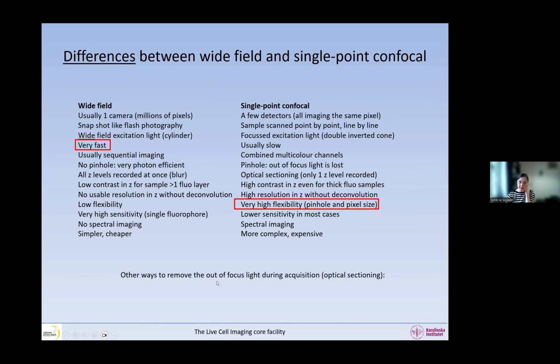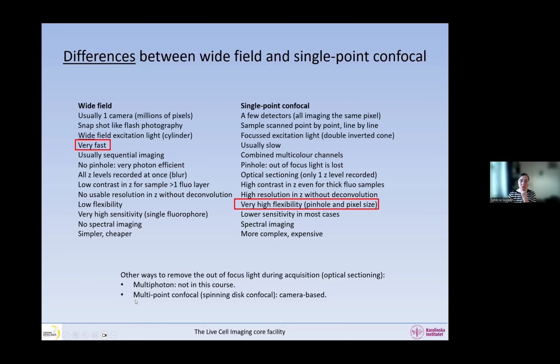There are other ways to remove the out of focus light. Removing the out of focus light is called doing optical sectioning, because it looks like you have a section in a thick sample, even though you do not need to physically cut the sample. So it's called optical sectioning. And besides using a pinhole to throw away the out of focus light, there are other ways to achieve optical sectioning. One of them is multiphoton microscopy, but we're not talking about this in this course. If you have a question about multiphoton, you're welcome to ask me.